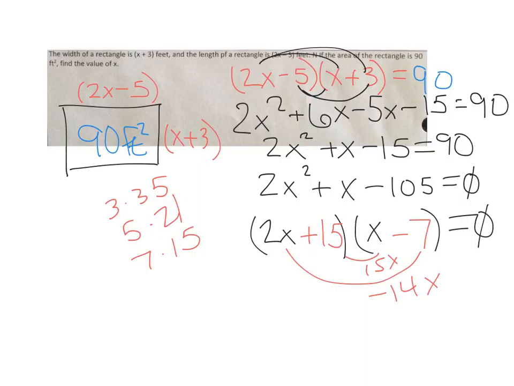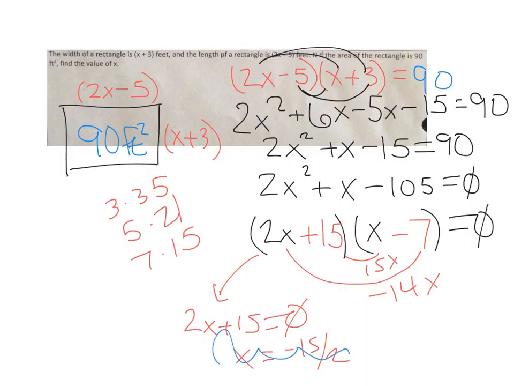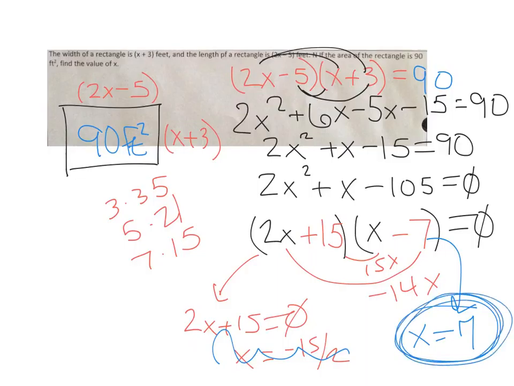So then when I solve for x, just like we solved above, 2x plus 15 equals 0. That's going to give me x equals negative 15 over 2. Would I have a negative length? No. I totally ignore this answer. I would not have a negative length. That's not the answer I want. I want this answer: x equals 7. That's my answer right there. That's the one I want.